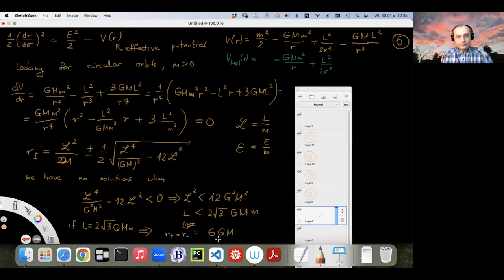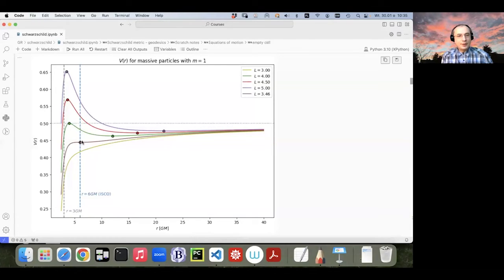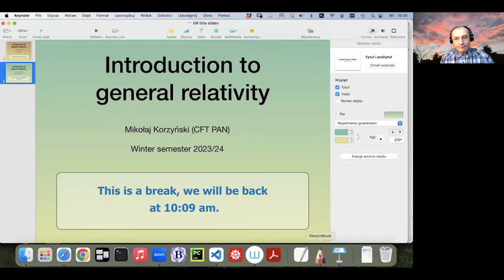This basically explains this behavior over here. If L is too small, there is no place where dV over dr is equal to 0. Then there's an inflection point exactly for a particular value of L, and then there are two solutions for the larger values of L. And it's easy to check that for the smaller one, the motion is unstable. The second derivative is less than 0, and it's stable for R plus.